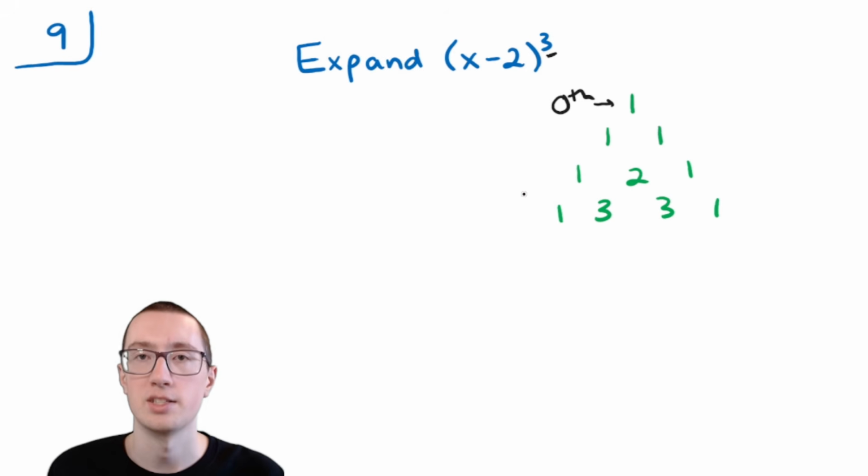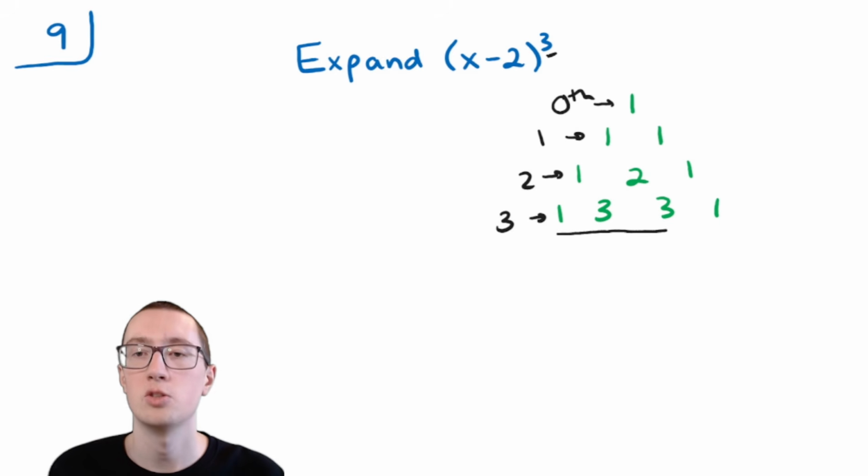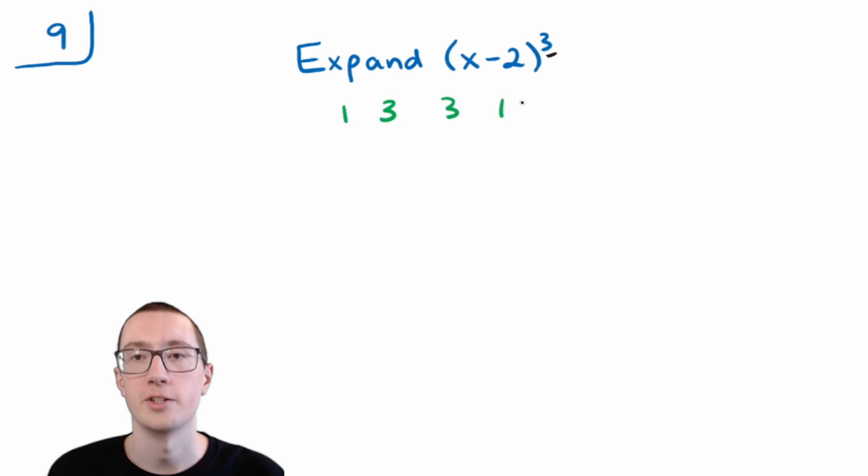And every row after this counts. So this is row number 1, this is row number 2, and this is row number 3, which is the one that we're looking for. So we're going to use this row of Pascal's triangle. So I'm going to move it up here. So how are we going to use this to our advantage?